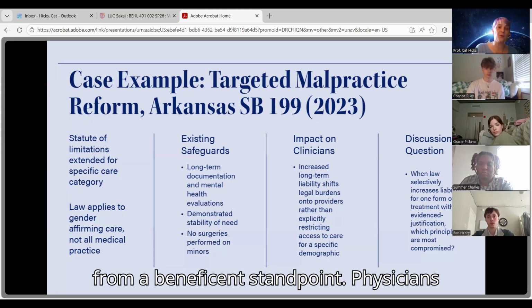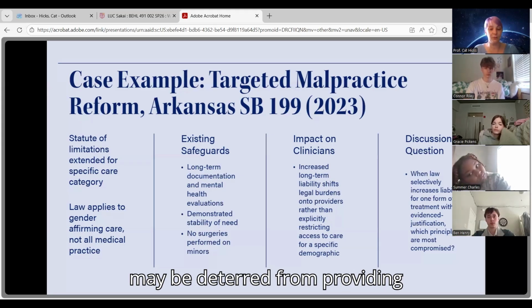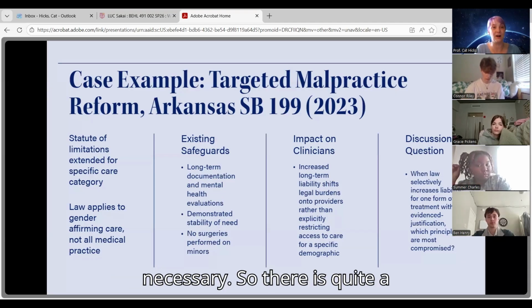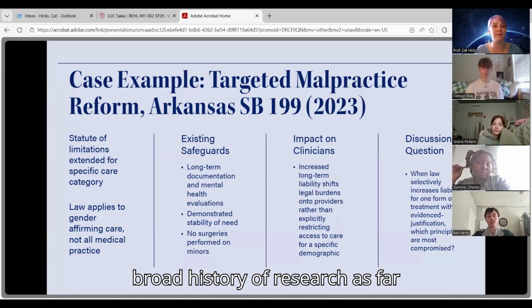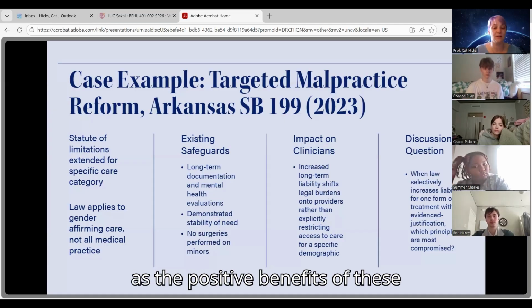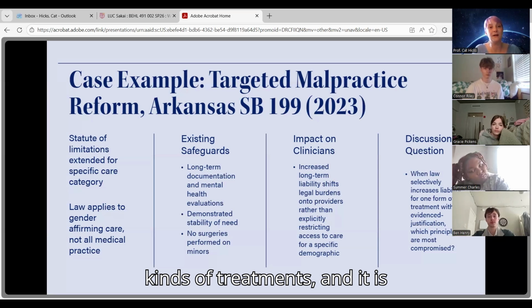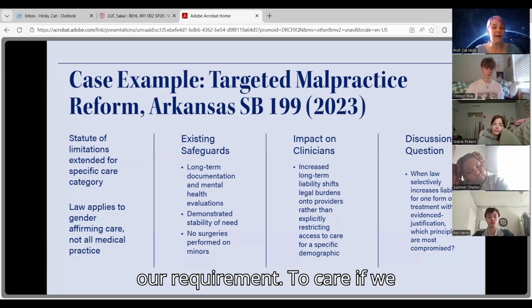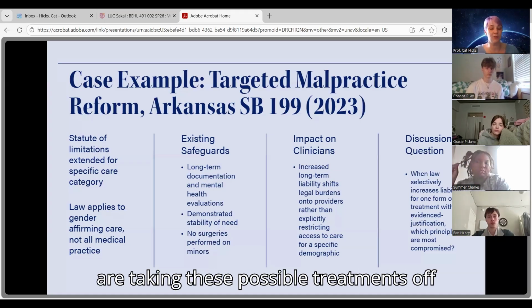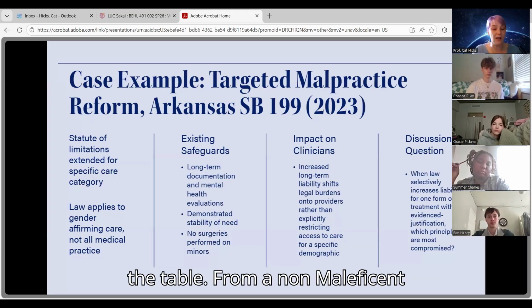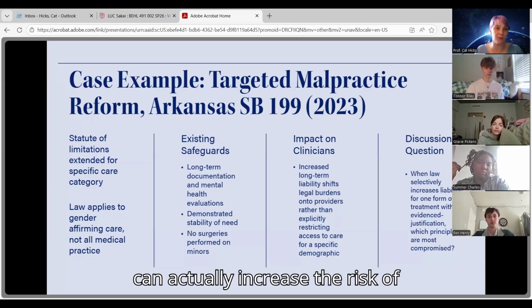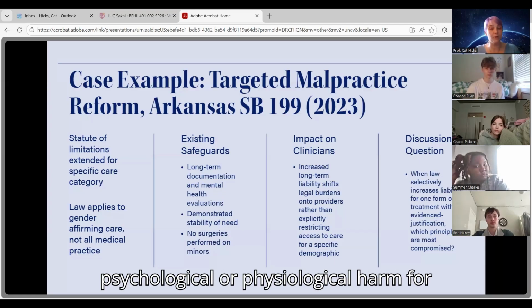From a beneficence standpoint, physicians may be deterred from providing interventions that major medical organizations recognize as medically necessary. So there is quite a broad history of research as far as the positive benefits of these kinds of treatments. And it is a violation of beneficence, of upholding our requirement to care, if we are taking these possible treatments off the table. From a non-maleficence standpoint, delayed or foregone treatment can actually increase the risk of psychological or physiological harm for these patients.